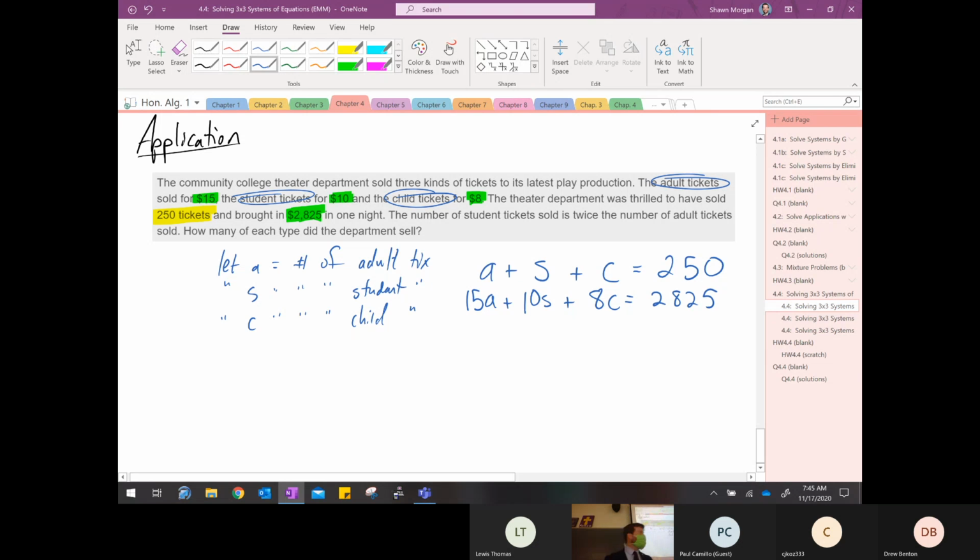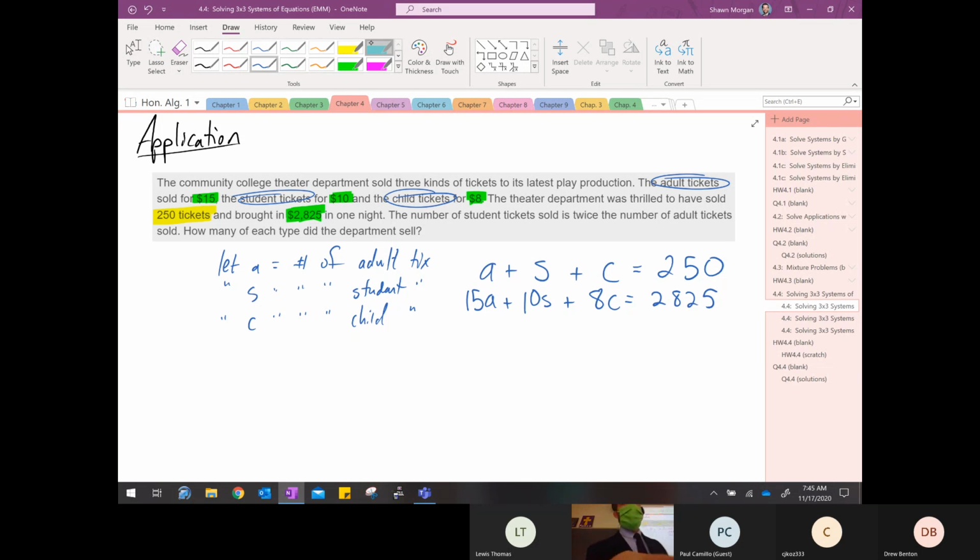$2,825. Fabulous. That's good old rate times quantity equals total. Okay, that's the grocery store principle. If I go to the grocery store and I buy A of these items, and they're 15 bucks a piece, I buy S of these items and it's 10 bucks a piece, I buy C of these items and they're 8 bucks a piece, then we're going to multiply, add, and tally it all up.